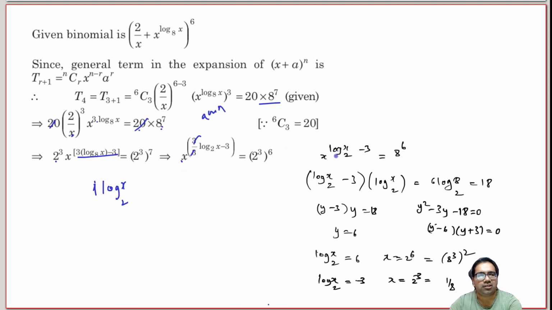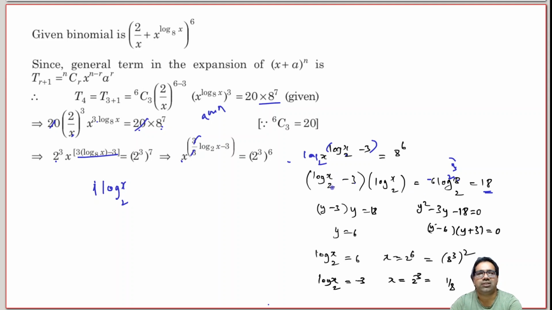Let us take logarithm on both sides, log to the base 2. The entire exponent part will come to the left. log_2 x − 3 times log_2 x should be equal to log_2 of 8^6, which is nothing but 6 log_2 8. 8 is nothing but 2^3, we can write it as 2^3, this 3 we can bring here, and log_2 2 becomes 1. 3 × 6 equals 18. Right, we have (log_2 x − 3) × log_2 x equal to 18. Let us try to solve this equation.